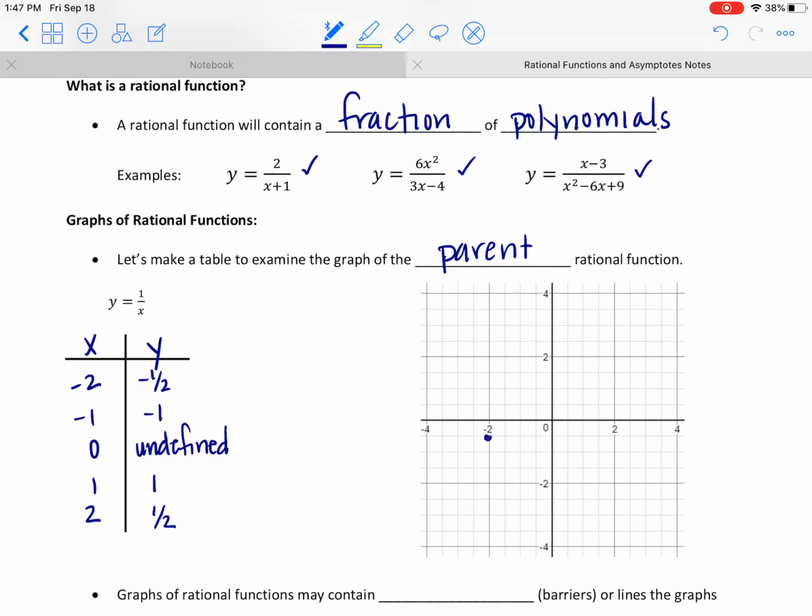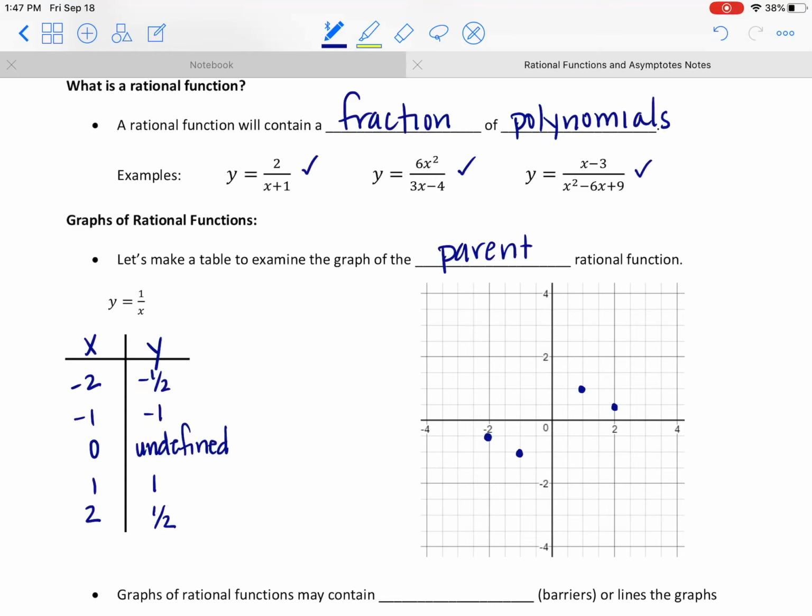At -2 and -1/2, we're going to be here. -1, -1, we're going to be here. 0, again, we can't plot. 1, 1 is going to be here, and then 2, 1/2 is going to be here. Now, if you remember what the graph looks like, you can keep making the picture from here.